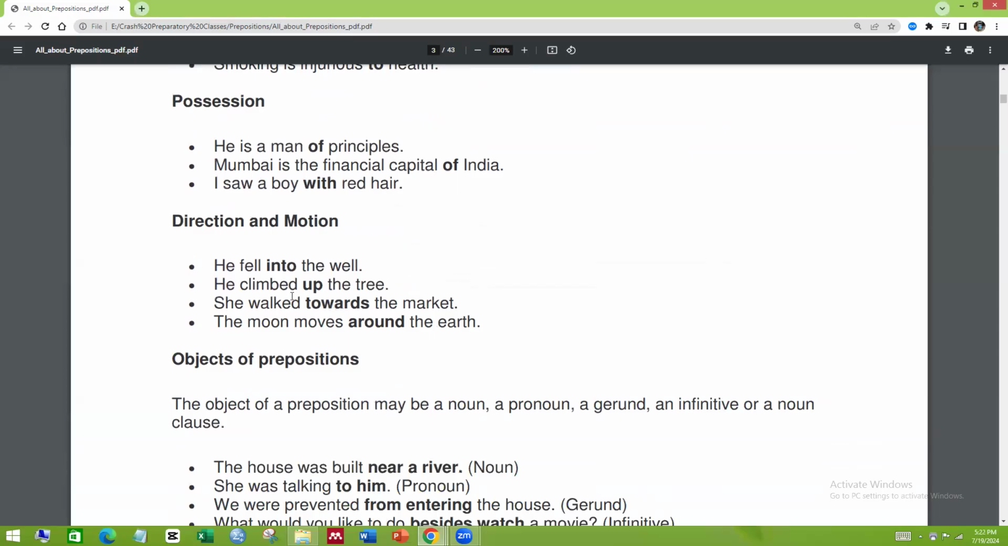Direction and motion. He fell into the well. He climbed up the stairs. She walked towards the market. The moon moves around the earth.